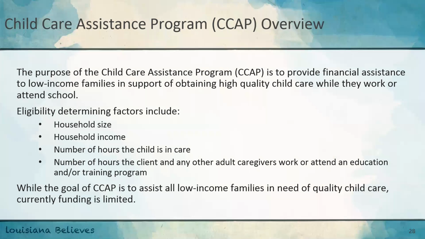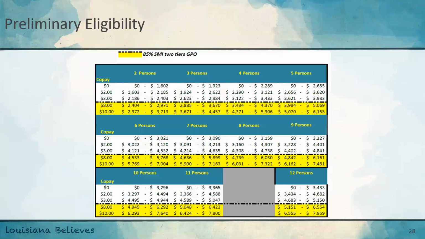Thank you, Lindsay. The Child Care Assistance Program's sole purpose is to provide subsidy assistance for high-quality child care to low-income families while they work and/or attend school. The eligibility requirements for the program are determined by several factors such as household size, household income, the number of hours the child is in care, and the number of hours the client and/or any adult caregiver works or attends school or educational training program.